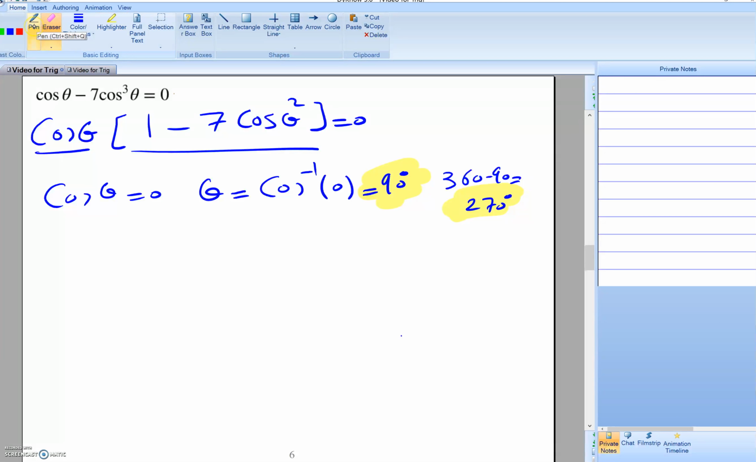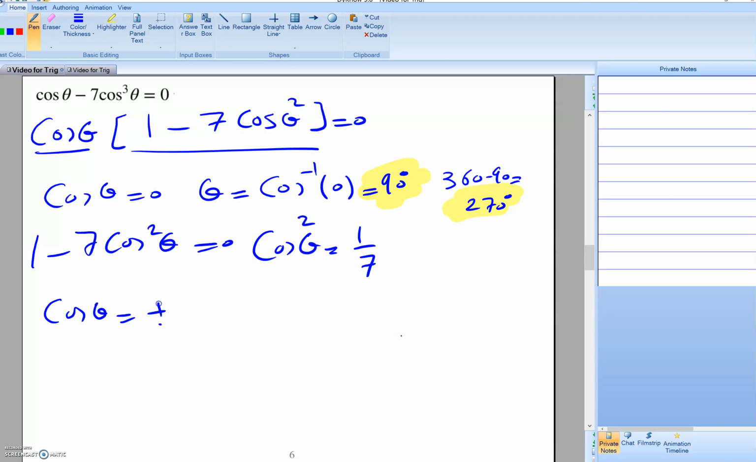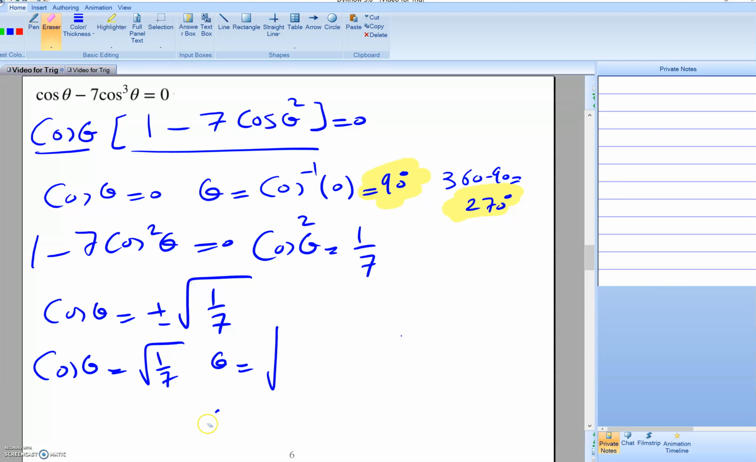Okay, next, 1 minus 7 cosine squared, right, equals 0. So cosine squared theta is 1 over 7. Okay, so cosine theta is plus minus square root of 1 over 7. When I have a squared, then I have two values, one positive, one negative. For the positive value, I have cosine theta equal that. So theta is cosine inverse.